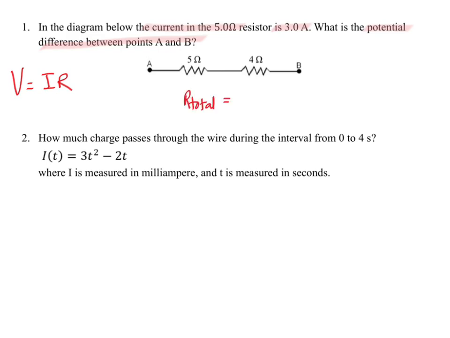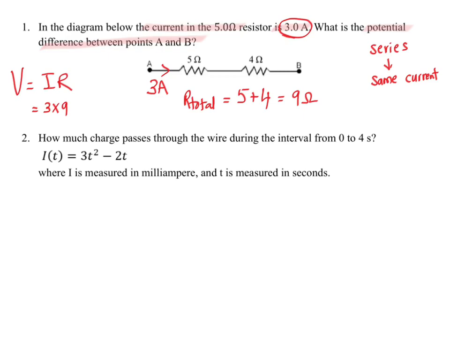The current is given to us. We want to find what's the resistance. It's a series circuit, so our total will be 5 plus 4, which is equal to 9 ohms. The current is given to us as 3 ampere. In series, the current remains the same, so both the resistors will have 3 ampere. And we can find the potential difference across A and B by multiplying 3 with the total resistance, which is 9. We get it as 27 volt.